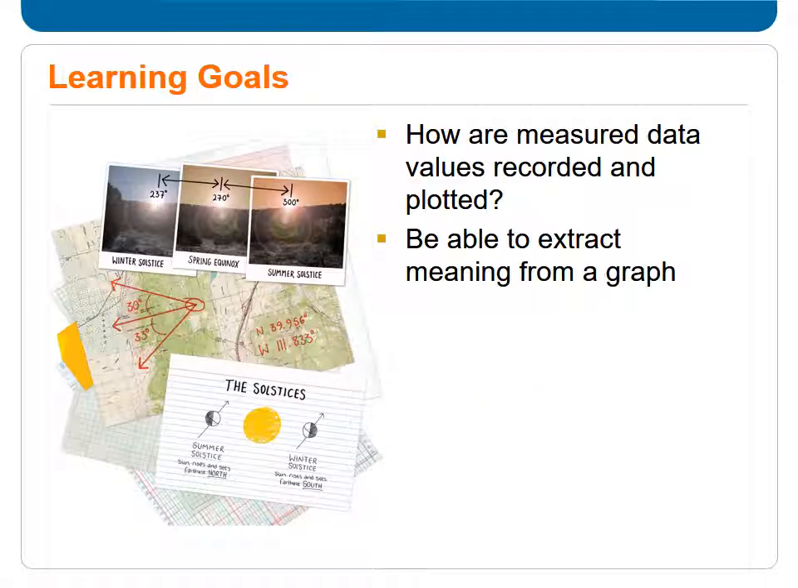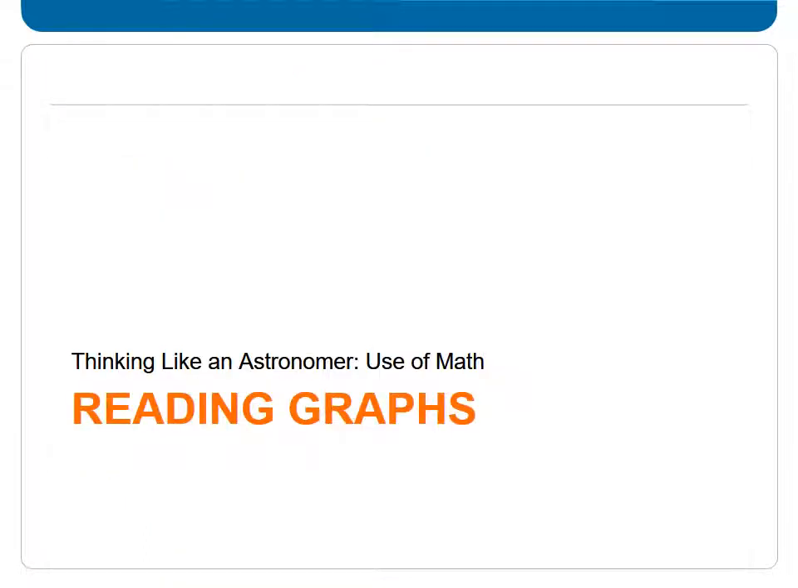The learning goals are to understand how measured data values are recorded and plotted, and be able to extract meaning from a graph. This lecture discusses the material in Section 1.3 of the textbook, Astronomers Use Mathematics to Find Patterns, Reading Graphs.